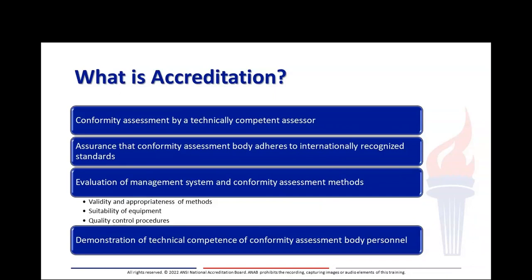This includes a review of the validity and appropriateness of methods, the suitability of equipment, and quality control procedures, for example. A large part of accreditation assessments is the demonstration of technical competence of conformity assessment body personnel. Why is that? Well, remember the definition of accreditation. The assessor is attesting to the competence of the conformity assessment body. So demonstrating technical competence for the assessor to observe solidifies that third-party attestation and provides confidence in the competence of the conformity assessment body.